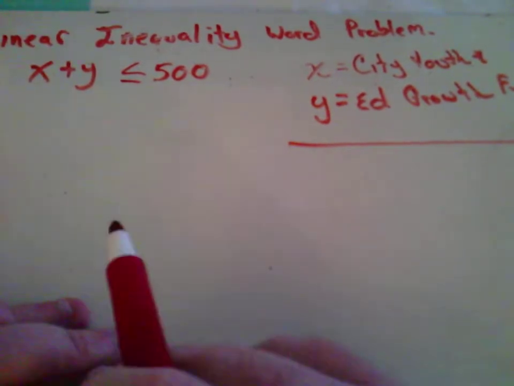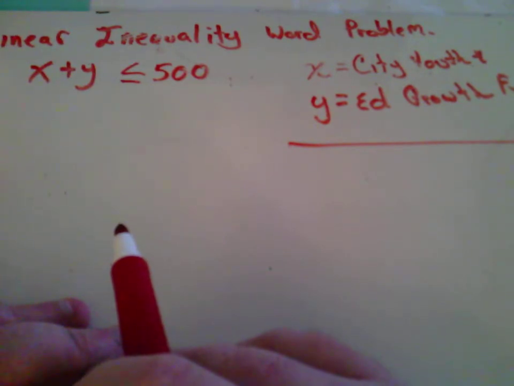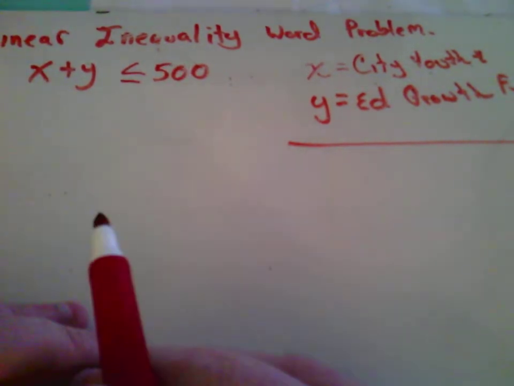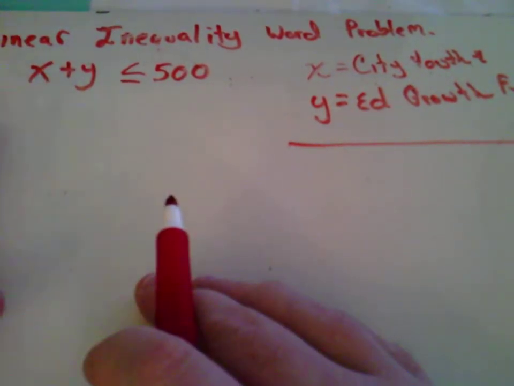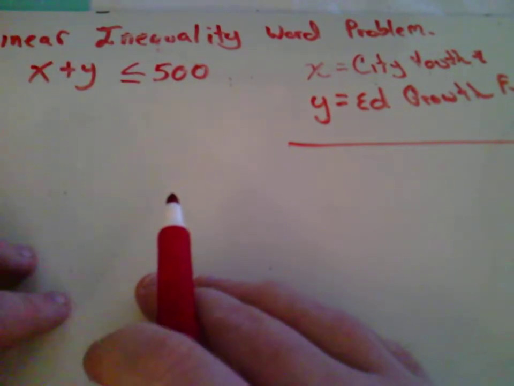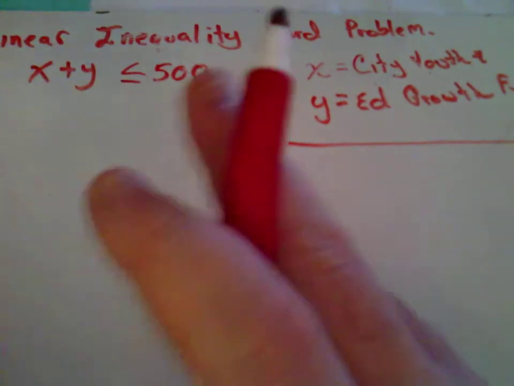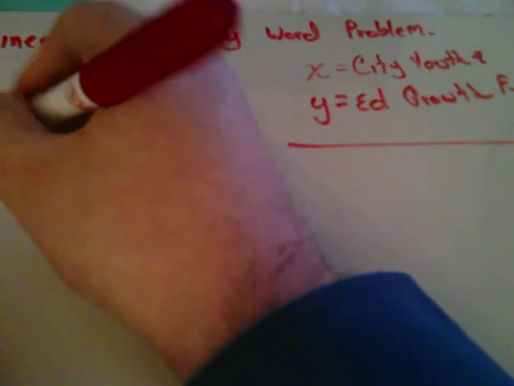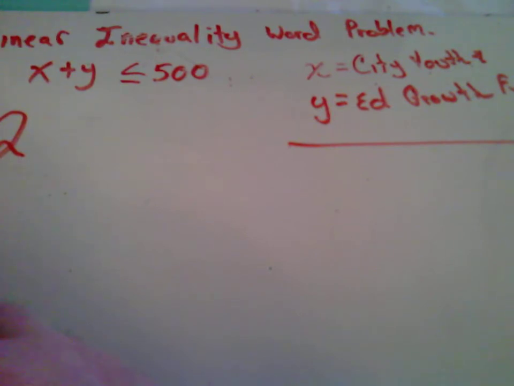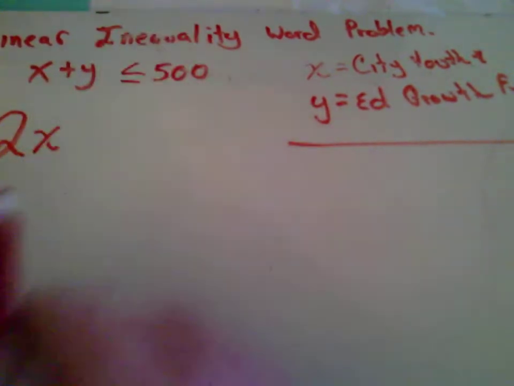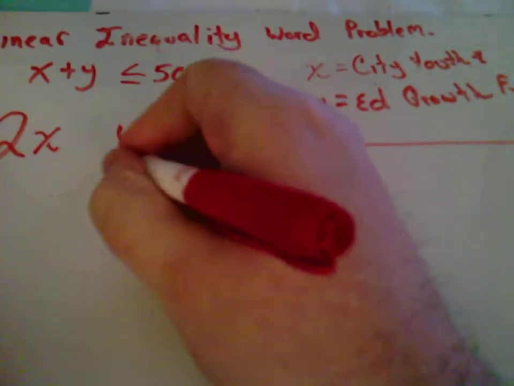Next, this is a tricky one. Allie would like the amount donated to the Educational Growth Foundation to be at least twice the amount donated to the City Youth Fund. Alright, let's transform that statement into an equation, an inequality actually. We know we're going to have a 2 in here. 2 times what? Well, 2 times the amount donated to the City Youth Fund is going to correspond somehow to Y.